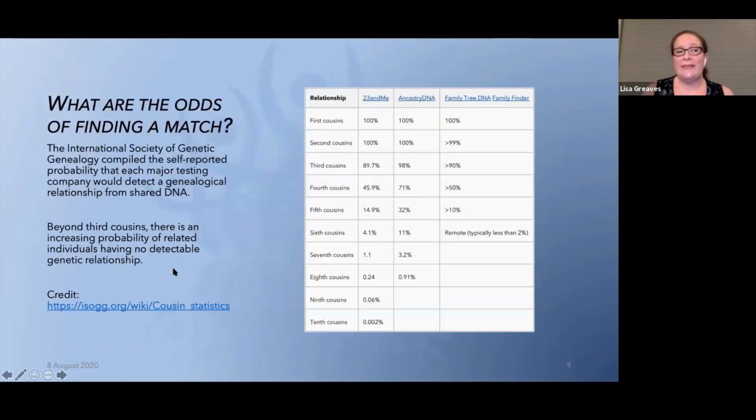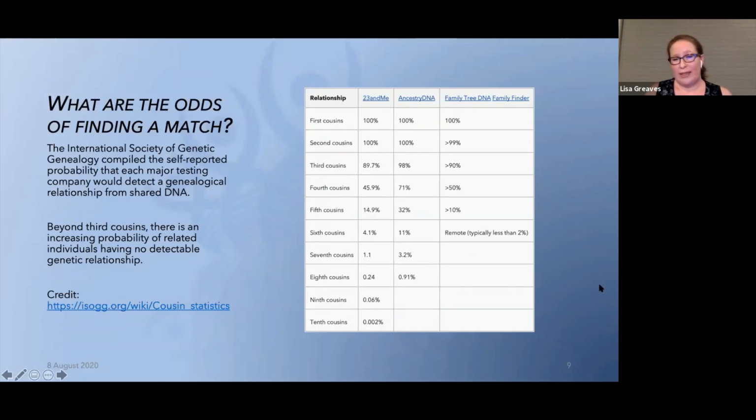So what are your odds of finding a match? This diagram was prepared by the International Society of Genetic Genealogy. They call it cousin statistics, and it shows your chance of sharing DNA segments with your relatives of varying degrees. So 23andMe is in the 2nd column, Ancestry is in the 3rd column, and Family Tree DNA Family Finder is in the 3rd column.